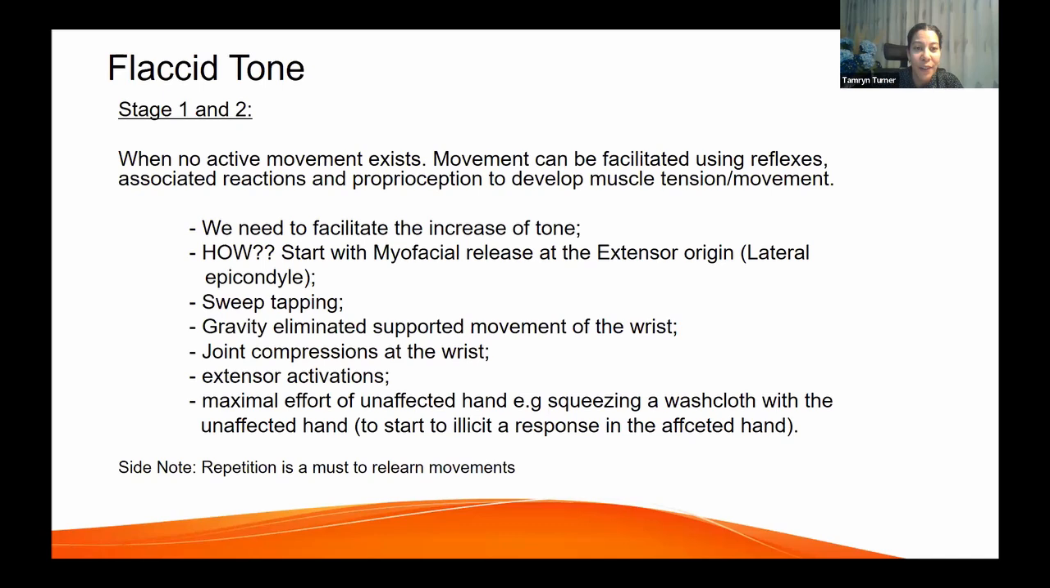I've got a little video that I'll show you to help explain what I mean. Joint compressions of the wrist, extensor activations. I've also got a video that I'm going to show in my next slide so that you can actually see practical ways and techniques to use in order to start facilitating the flaccid tone.